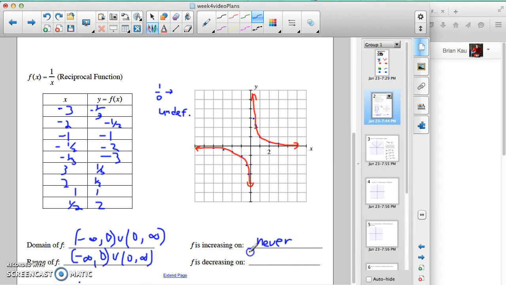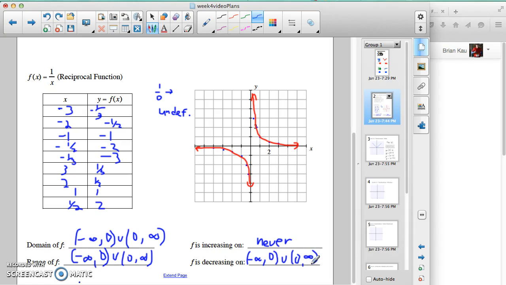So it would be the same exact interval as the domain, because it's always decreasing. So negative infinity to 0 and 0 to infinity is where it's decreasing.